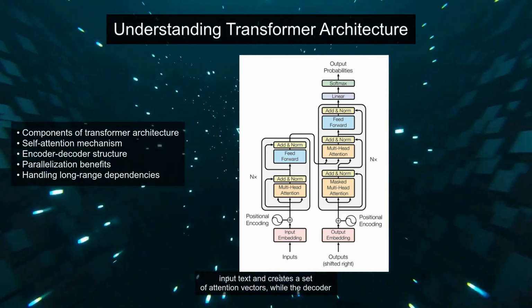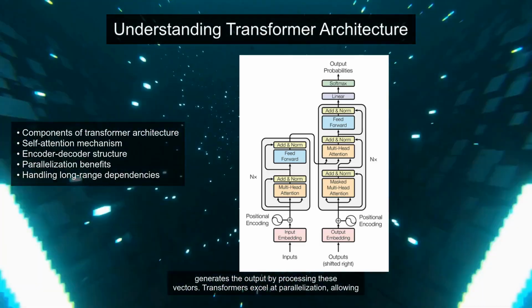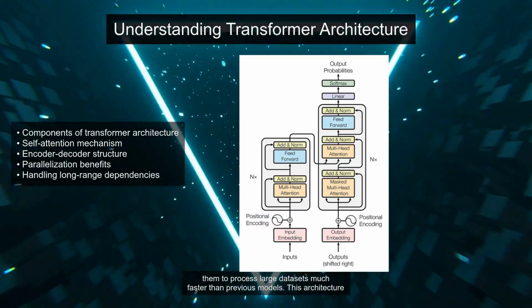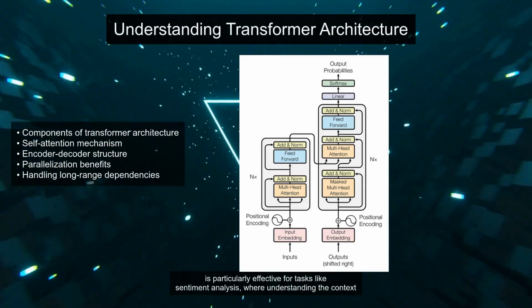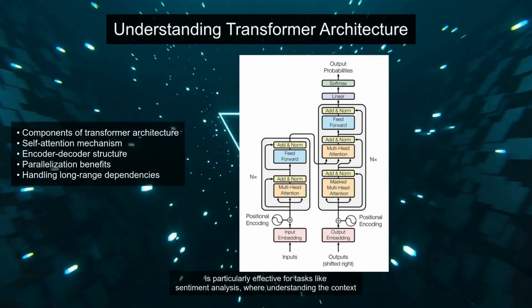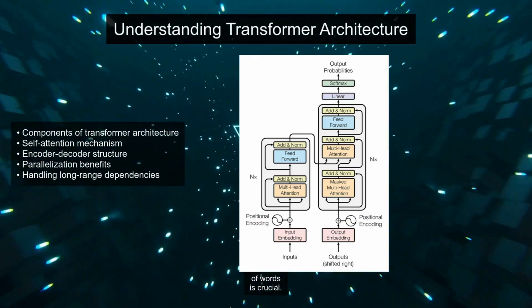The encoder reads the input text and creates a set of attention vectors, while the decoder generates the output by processing these vectors. Transformers excel at parallelization, allowing them to process large datasets much faster than previous models. This architecture is particularly effective for tasks like sentiment analysis, where understanding the context of words is crucial.